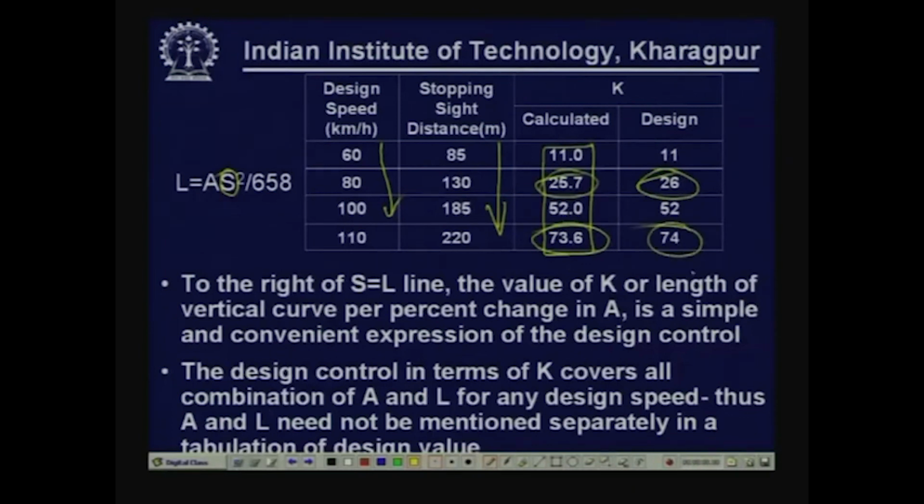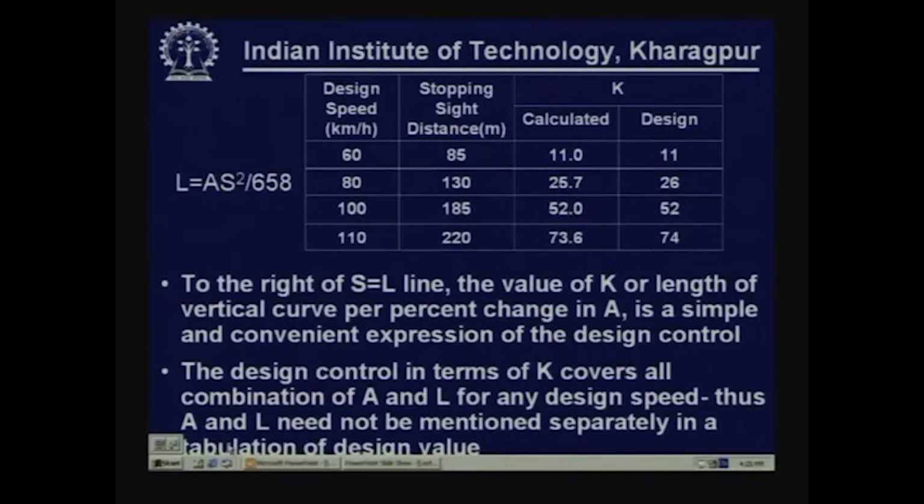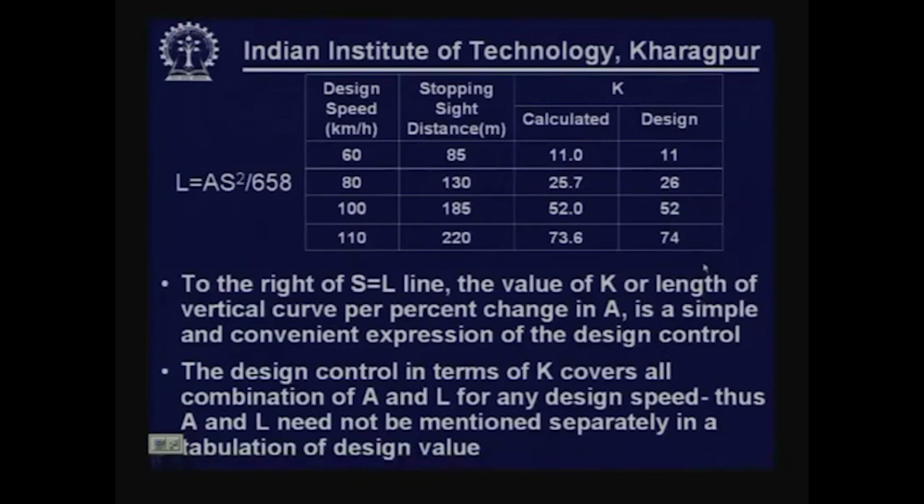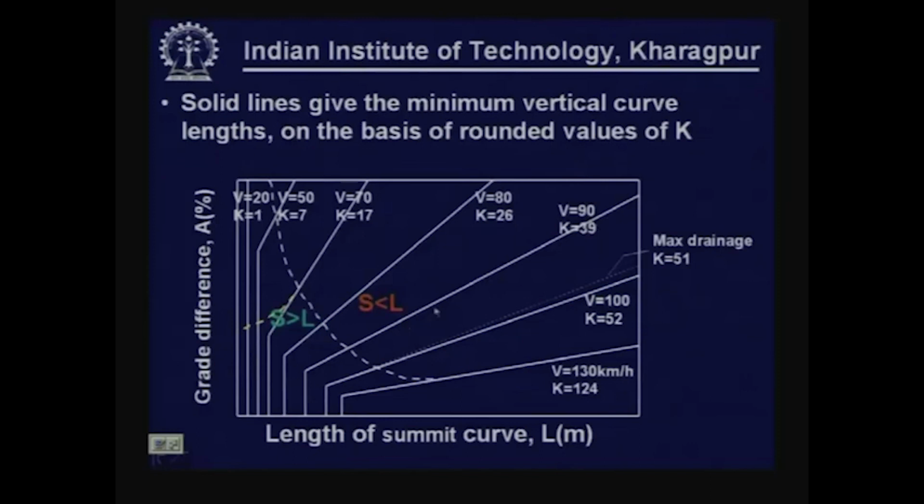So, using these rounded values of k, these solid lines are drawn. You can see here, for speed 70, k is 17; for speed 80, k is 26, like that. So, these are rounded values of k. This solid line gives the minimum vertical curve length on the basis of rounded values of k.